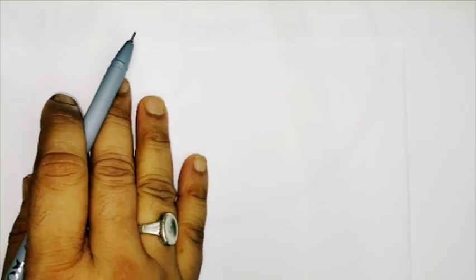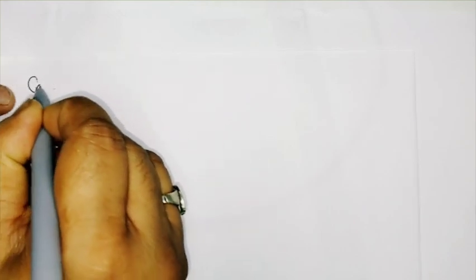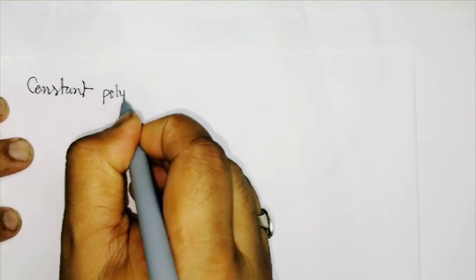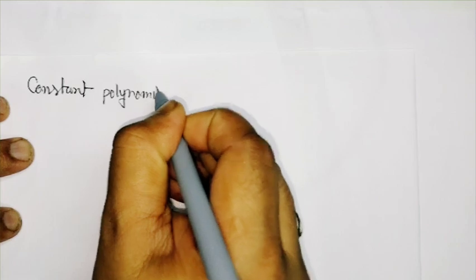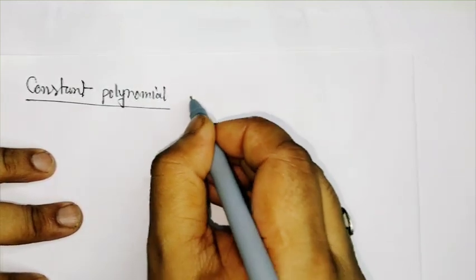Next, constant polynomial. All constants are constant polynomials. A constant has degree 0. All the non-zero constants are constant polynomials. So it is a polynomial.